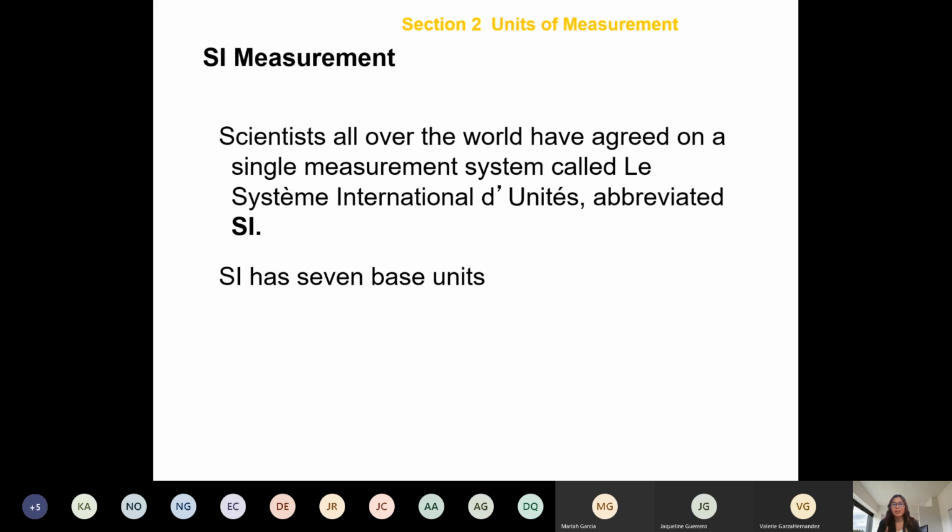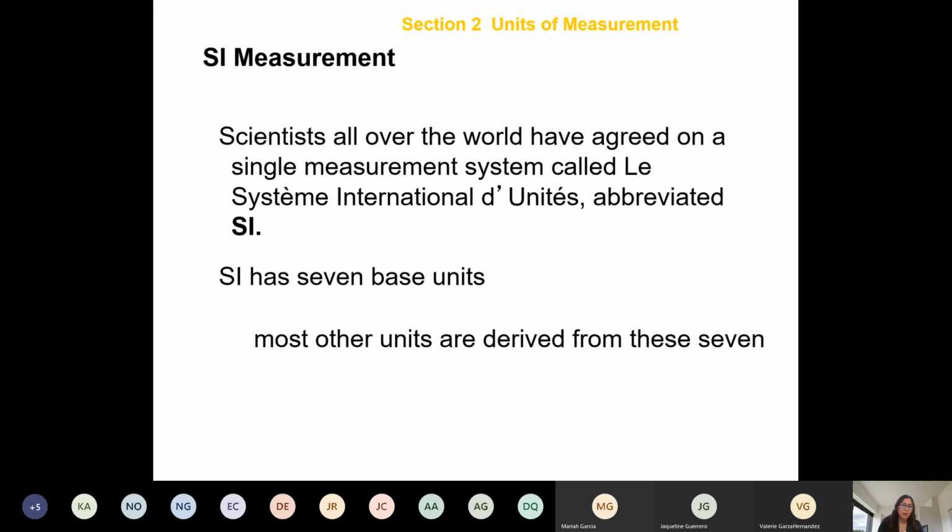And it has a total of 7 base units, meaning these are the most basic units, and every other unit is created from those basic units. Okay, so most other units are derived from these 7. And there's length, mass, time, temperature. Those are the most common that we're going to use and that you guys are familiar with. And then there's amount of a substance, electric current, and luminous intensity.